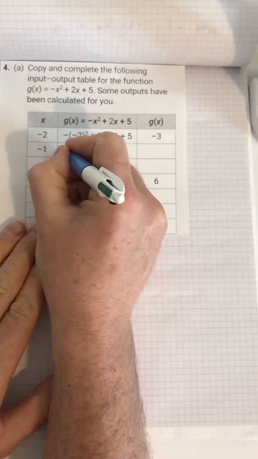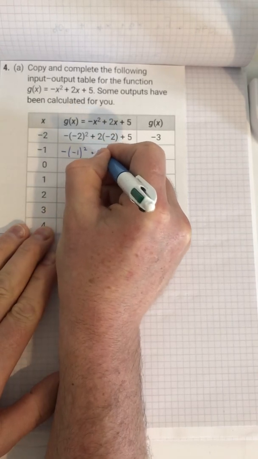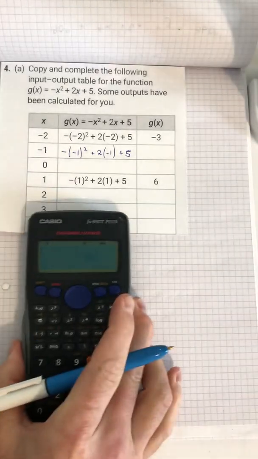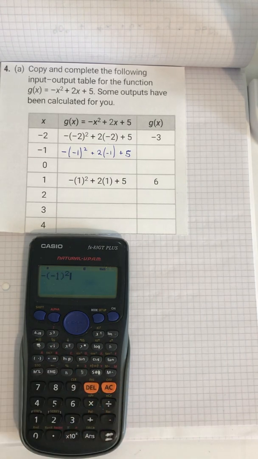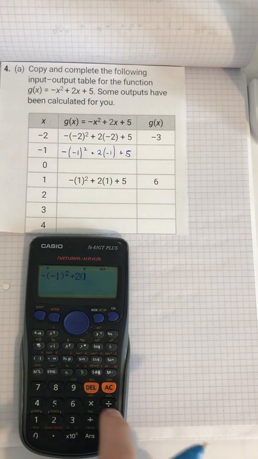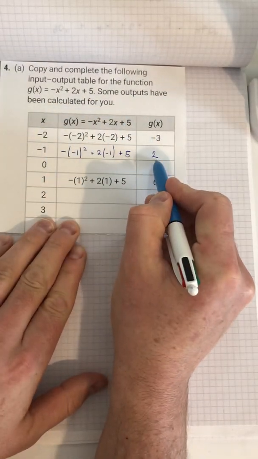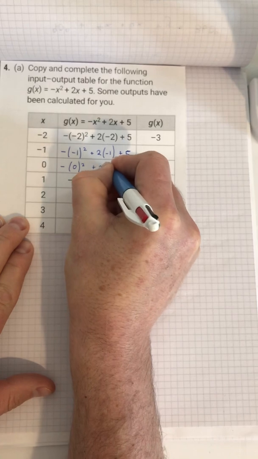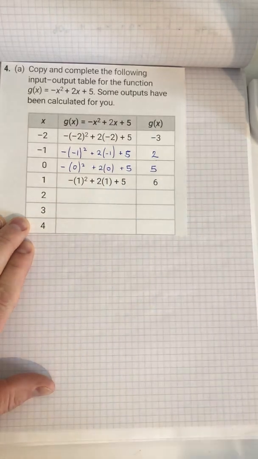Okay, so the same for minus 1: minus 1 squared, plus 2(minus 1), plus 5, and we will use our calculator. So minus (minus 1) squared, plus 2(minus 1), plus 5 is equal to 2. So minus 1 gives us out 2. When x is 0, minus 0 squared, 2 times 0, plus 5. Use your calculator again, and you will get 5 as your answer, okay?